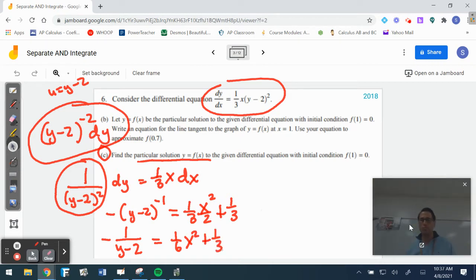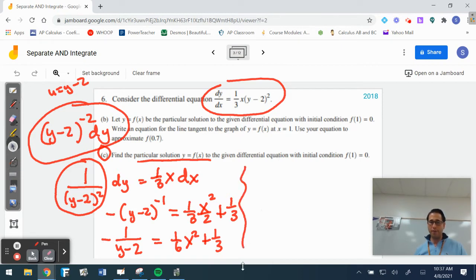All right, so what do we do from here? Well, from here, remember, I've got to get y by itself. So anytime there's a negative out in front, I better get rid of that first. So let's get rid of that negative sign out in front. And if I do that, it makes everything negative on the other side.